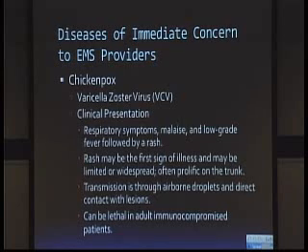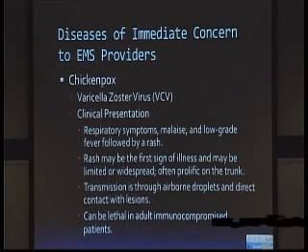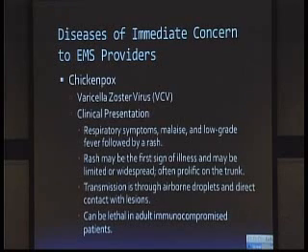So chickenpox is caused by the varicella zoster virus. The varicella zoster virus causes chickenpox, which is an acute infection, and then causes shingles, which is reactivation of a latent infection. Chickenpox typically has respiratory symptoms, malaise, typical viral infection, and then low-grade fever followed by a rash. Occasionally you'll get the rash as the first sign of illness. Transmission comes through the droplets that the patients are coughing up, and then you can have direct contact with the lesion. In adult immunocompromised patients, this can be a very serious infection.